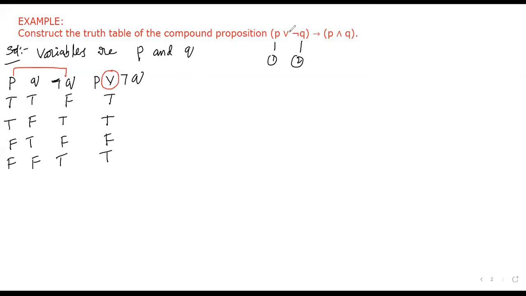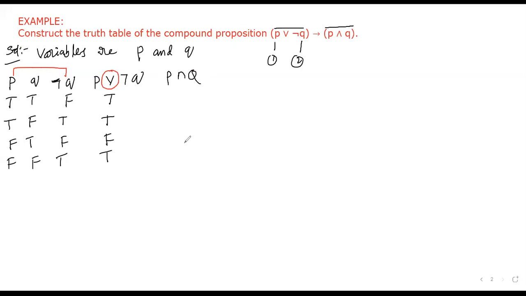Now come to the next one. This is P and Q. Now we have to take P and Q. Why? Because first we have to complete what is in the small brackets. Are you understand? Yes, sir. This bracket is completed. Now we have to complete this bracket, P and Q. Very good.